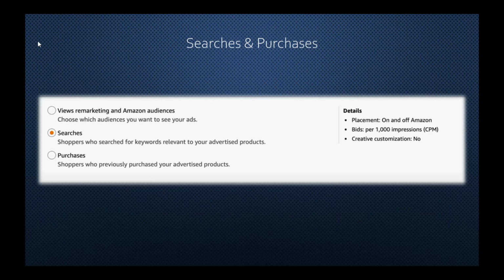It can also show up outside of Amazon, not just within Amazon. For purchases, it targets shoppers who previously purchased your advertised products. This is also cost per 1000 impressions, or CPM, so you need to be cautious on how you use purchases. It works well if the product you're selling is a consumable type. If it's an electronic, then you might as well forget about this. It can also show up outside of Amazon.